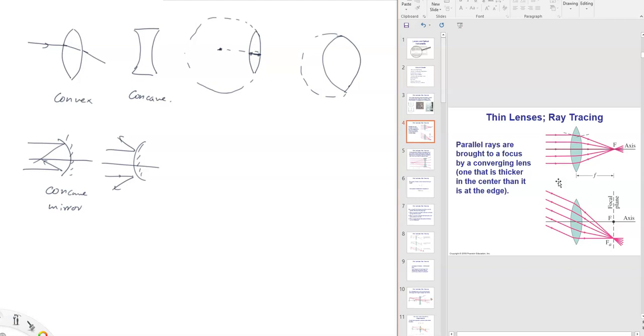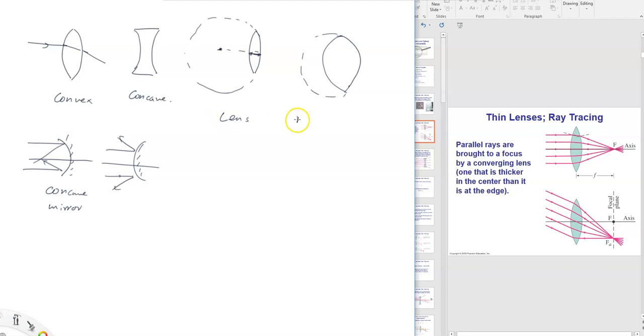So it's like this: lens and mirror, concave, convex, concave, convex. Kind of, this is the connection, right? Okay.